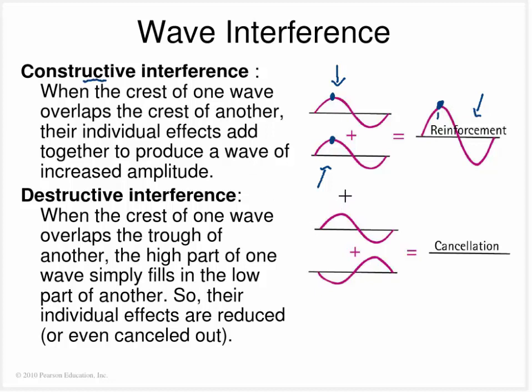Now, picture for a second I had a rope, and here it's pulling up, and right here it's pulling down, and these two guys are actually going to cancel each other out. So, cancellation. We have a special name for this. We just call this destructive interference.